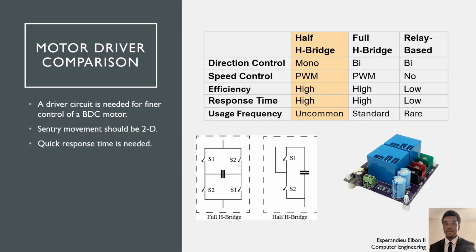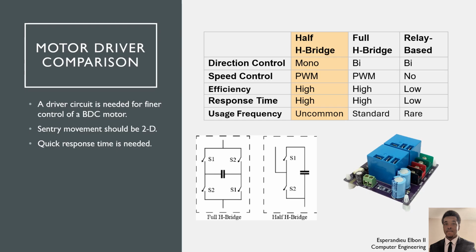A motor driver allows for both speed and direction to be more precisely controlled, and this is important for Sentry movement capabilities. It should be able to move left and right, and to move forwards and backwards, so as to allow it to cover the environment properly. Looking at the motor drivers available, the only valid choice were H-bridges. They use transistors and so respond quickly over their mechanical relay counterparts. They provide speed control via PWM and bidirectional control through their structure.